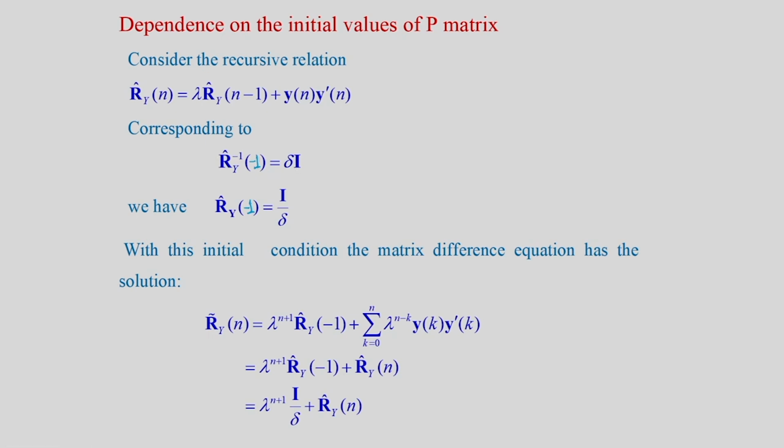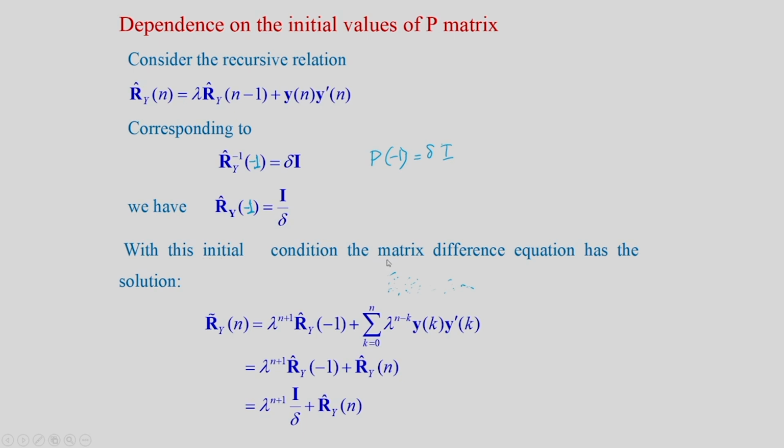This is P of minus 1 is equal to delta into the identity matrix. So, corresponding to Ry hat inverse at minus 1 is equal to delta I, the inverse is delta I, so Ry hat at minus 1 will be I by delta.